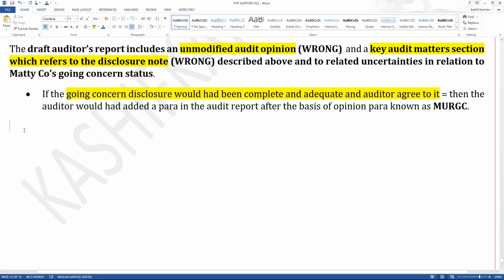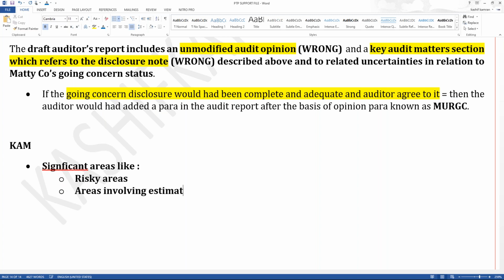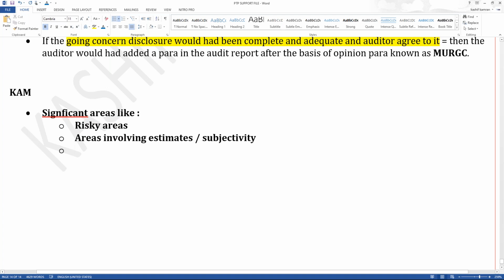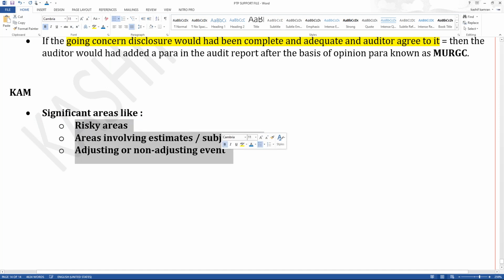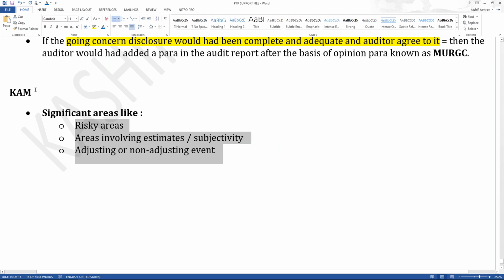Is that clear to all of you? You need to understand that CAM only comes for significant areas like risky areas involving estimates or subjectivity, or for any significant adjusting or non-adjusting event in the financial statements. So when you look at the definition of CAM, CAM comes in the audit report for significant areas like risky areas involving estimates or subjectivity or adjusting or non-adjusting events. CAM does not come for going concern matter.